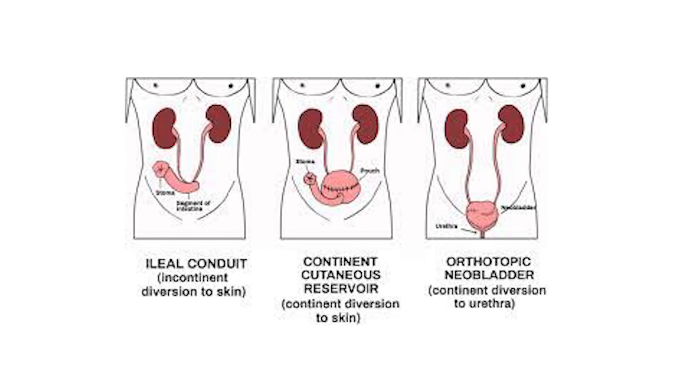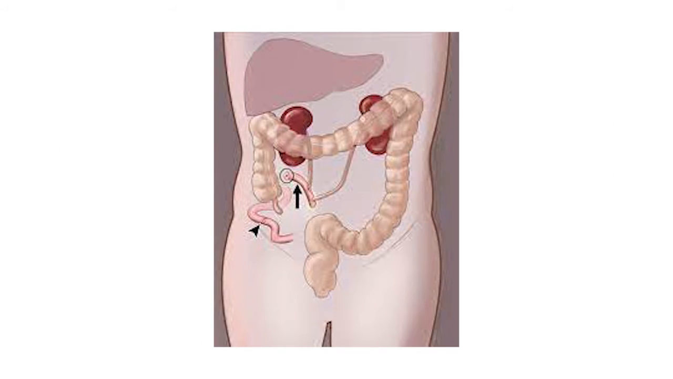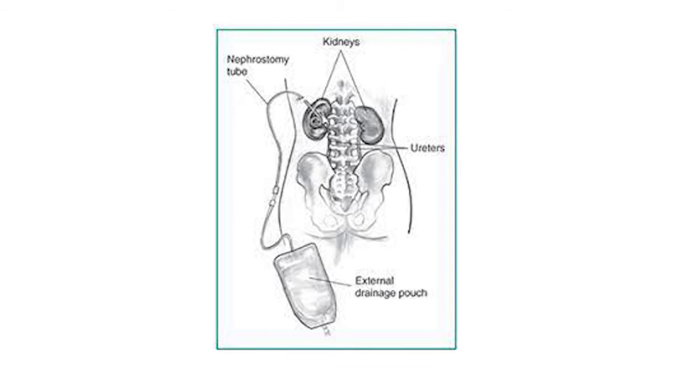These are three pictures: first showing the ileal conduit, incontinent diversion to the skin; second showing the continent cutaneous reservoir, continent diversion to skin; and third is the orthotopic neobladder, that is the continent diversion to the urethra. This is the picture of the ileal conduit again. Here the nephrostomy tube is put in the kidney calyces, another form of urinary diversion.